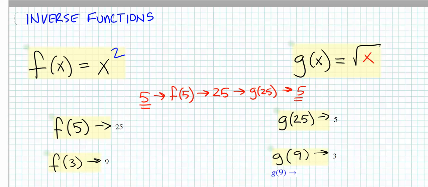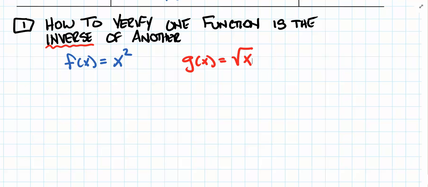Yeah, Michael? So once we have a fundamental understanding of what an inverse function does, they do undo each other. They're basically inverse operations. Then the first skill that we have to have is to show how to actually verify that one function is the inverse of the other one. So this is what we're going to do.